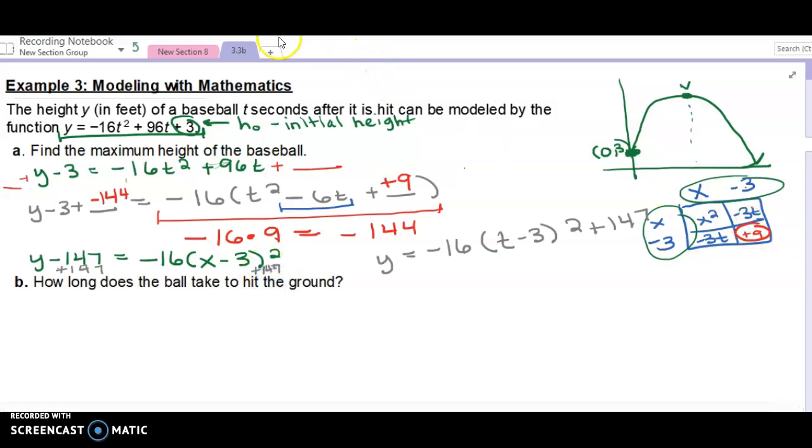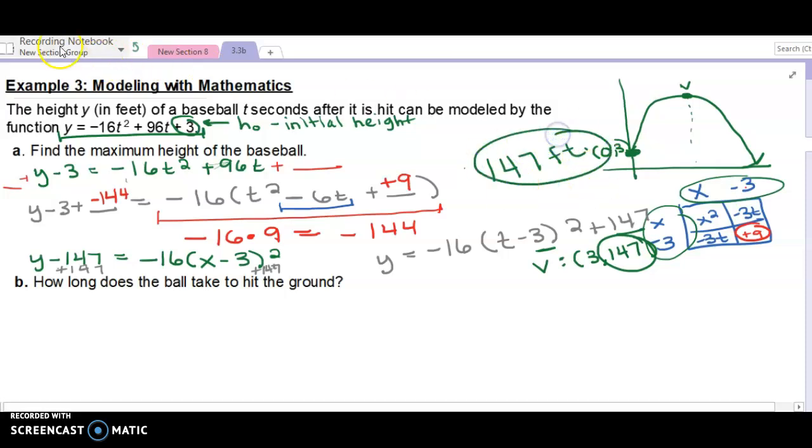Okay, now from here I can easily get that my vertex is at (3, 147). When I'm talking about the height, remember my x value is my time and my y value is my height, so my max height is right here at 147 feet.